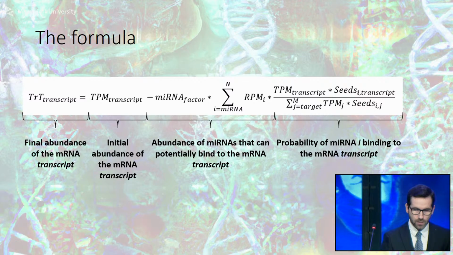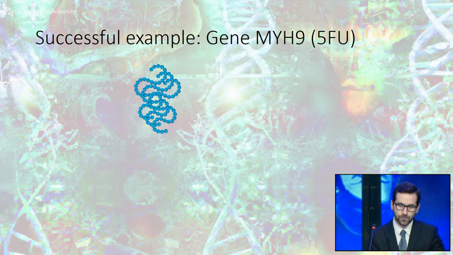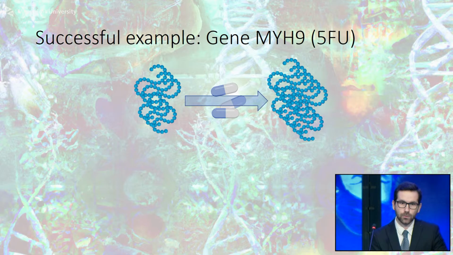After I applied the formula, I had to check whether it worked. And there were some cases where it actually worked. This was the case for the protein MYH9. What I saw was that when I checked the abundance of the protein when exposed to 5-FU, a chemotherapy drug, there was an increase in the abundance of this protein.